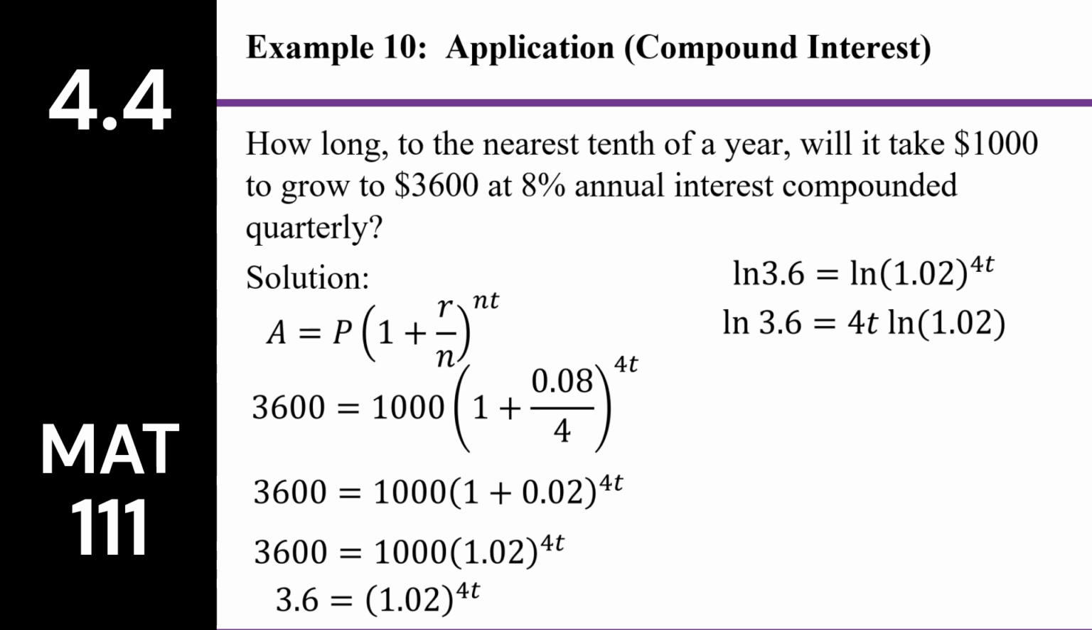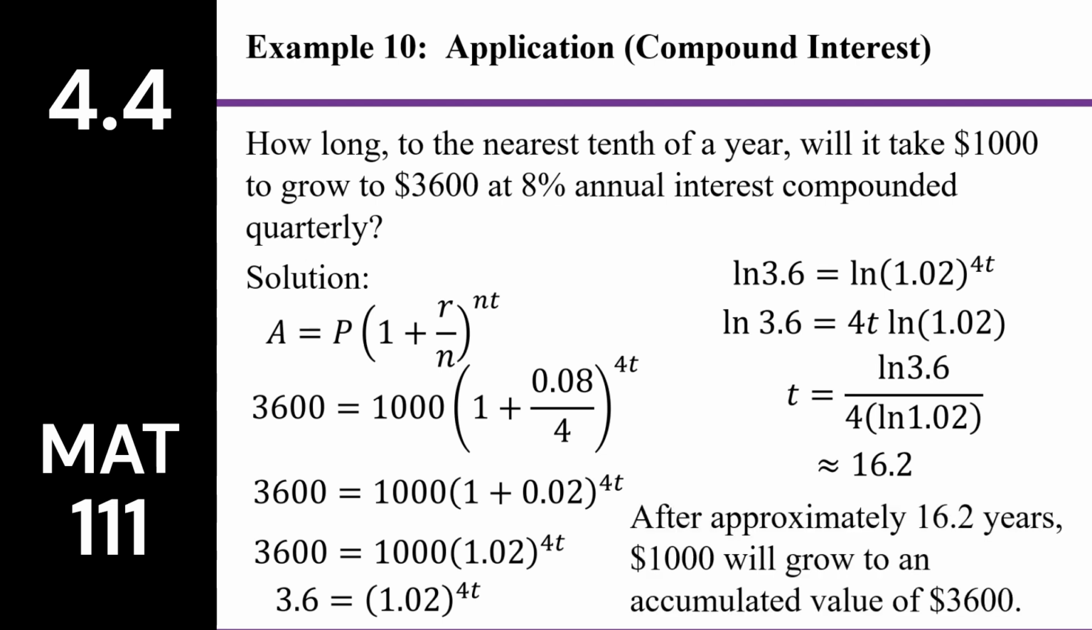Though this may look complicated, notice that t is the only variable. Everything else shown in this equation is just a constant. So we can get t by itself by dividing by the coefficient of 4 and the coefficient of the natural log of 1.02. So we divide both sides by 4 natural log of 1.02, and that gives us t equals the natural log of 3.6 divided by 4 natural log of 1.02. We can run that through our calculator, which is approximately 16.2. That means that after approximately 16.2 years, the $1,000 will grow to be worth $3,600.